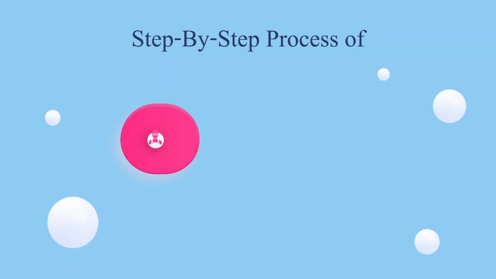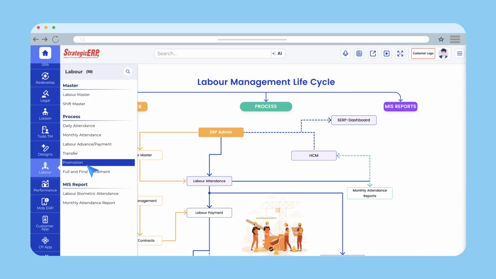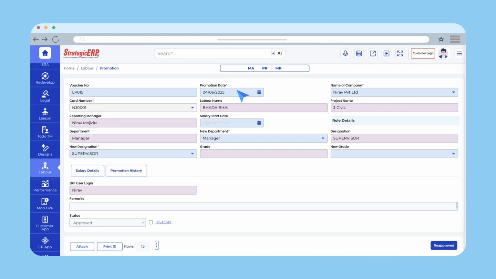Let us understand the step-by-step process of executing a labor promotion entry in StrategicERP. Navigate to the promotion form under the Labor Management module. Select the promotion date and the name of the company.